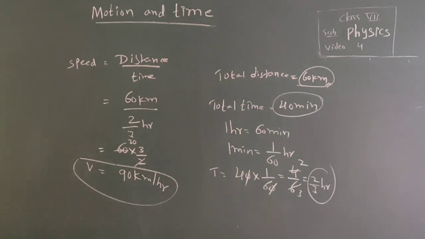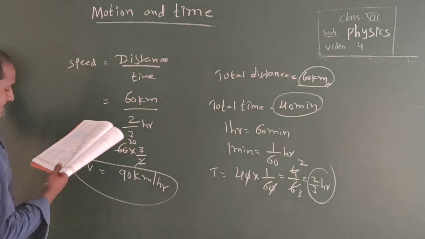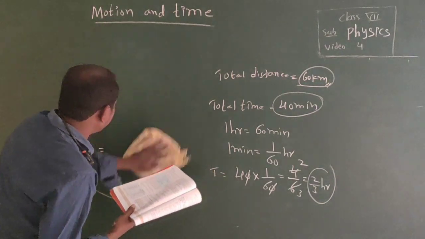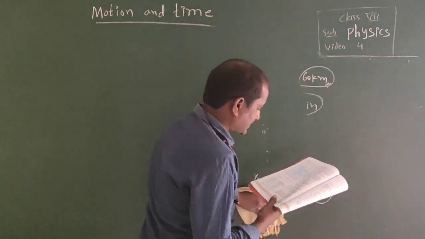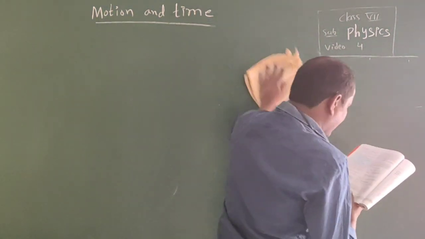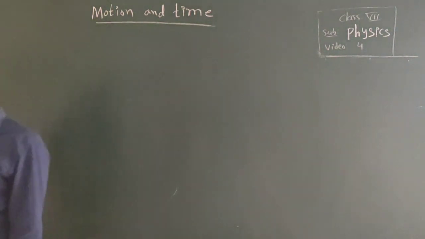Okay, next, the third example problem is given. The speed of a bus is 72 km per hour, whereas the speed of a car is given as 12.5 meter per second. Which vehicle moves faster?